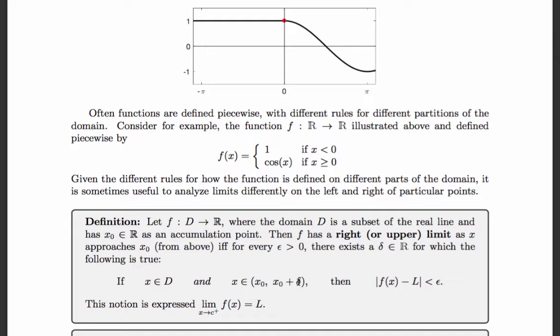Then the absolute value of f of x minus L is less than epsilon. And this notion is expressed as the limit as x approaches c positive, meaning x greater than c, of f of x is equal to L. So if we notice, this definition of a limit is exactly the same as a regular limit, with the exception that x is strictly greater than x naught. Strictly greater than x naught. That is the only difference.